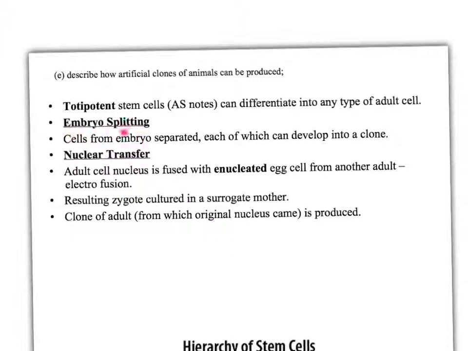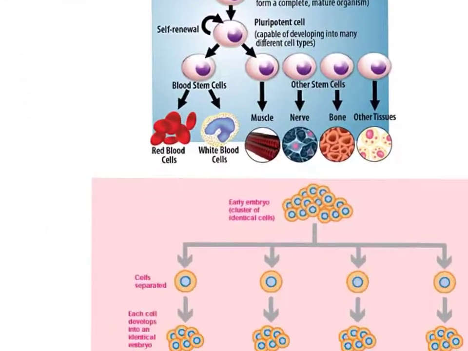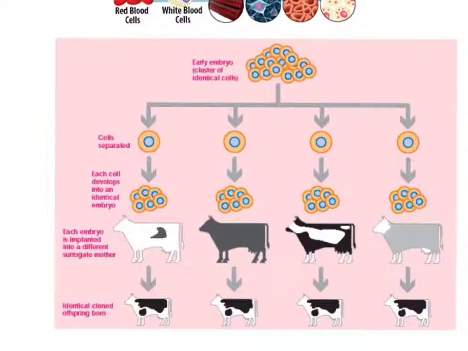The first thing is embryo splitting, and this has been around for a long time, and it involves taking a newly fertilized embryo and then separating that ball of cells into individual cells and then growing them in a laboratory until they're a sufficient size, when we can then insert them into surrogate mothers who then produce offspring. Okay, so here we have a cluster of identical cells, okay, which have been produced by a recent fertilization.